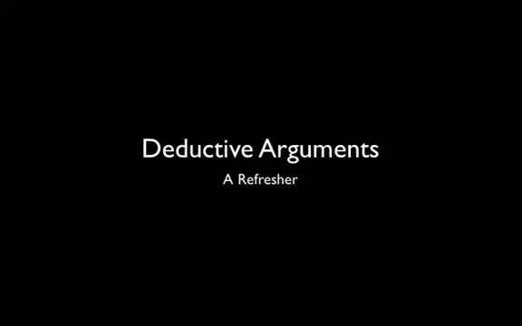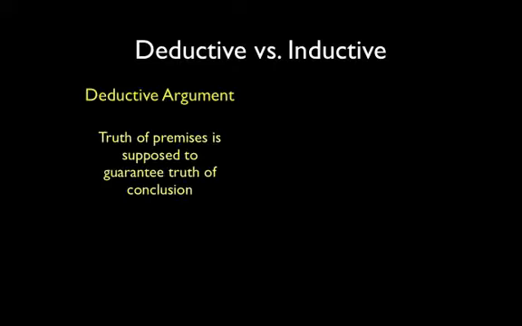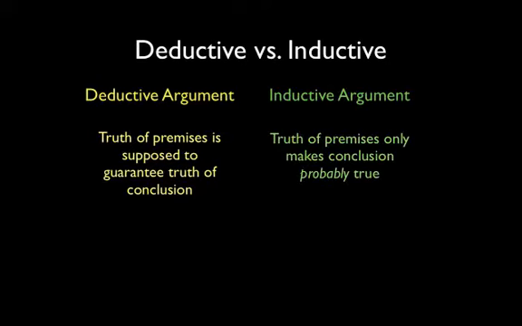Arguments are traditionally divided into two kinds, depending on the level of support the premises yield to the conclusion. If the truth of the premises is supposed to guarantee the truth of the conclusion, we say the argument is deductive. If the truth of the premises only makes the conclusion probably true, we say the argument is inductive or non-deductive.